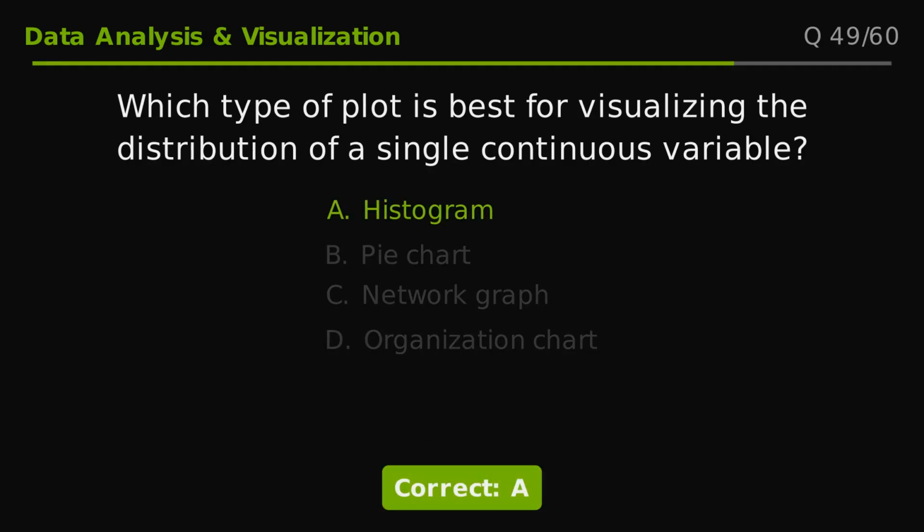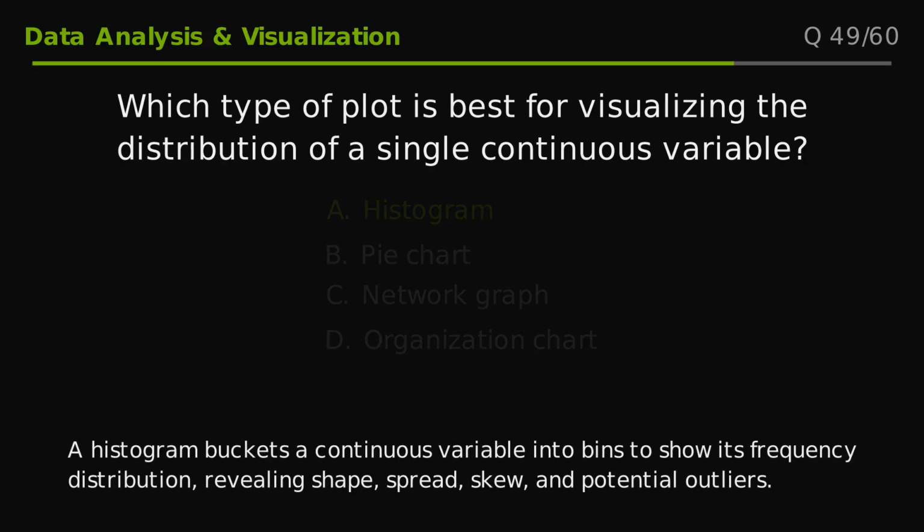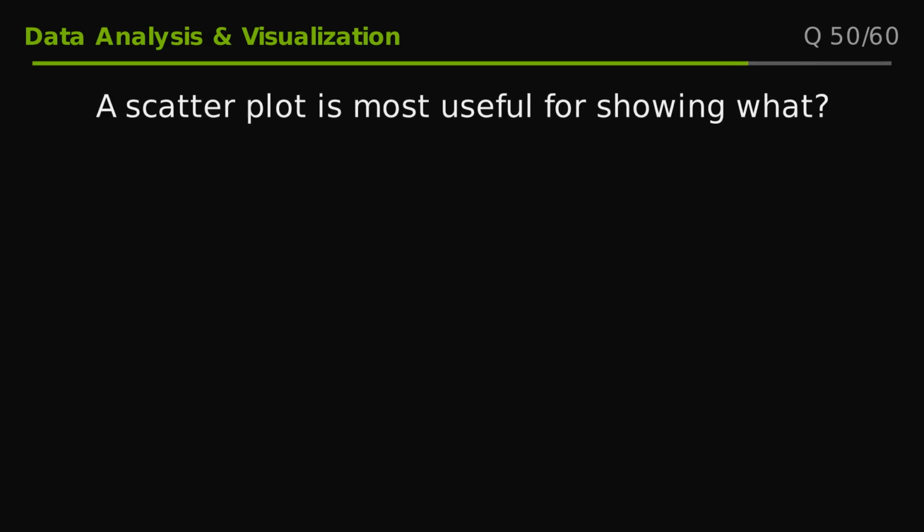The correct answer is B. A histogram buckets a continuous variable into bins to show its frequency distribution, revealing shape, spread, skew, and potential outliers. Question 50. A scatter plot is most useful for showing what?